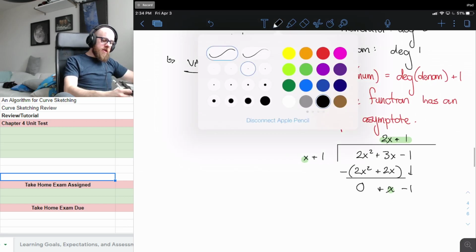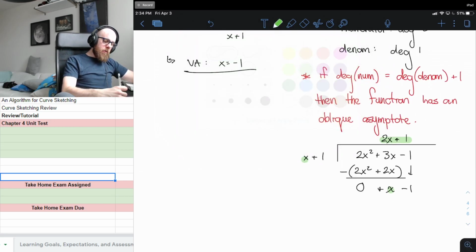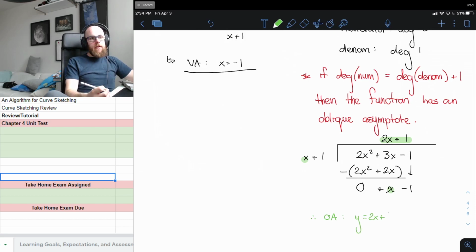That linear piece is the equation of my oblique asymptote. So therefore, my oblique asymptote, I just put OA to make it easier, is given by y equals 2x plus 1.